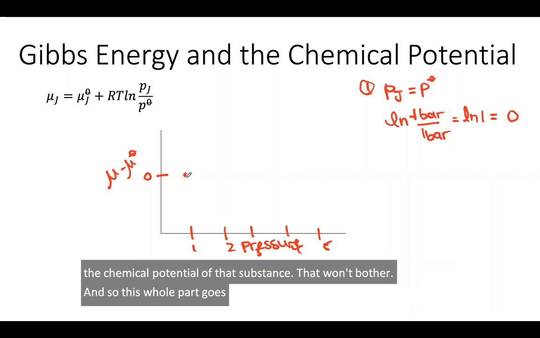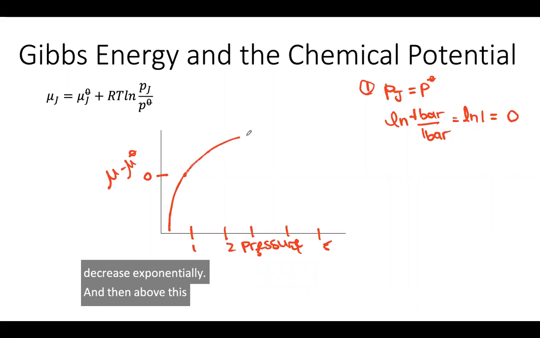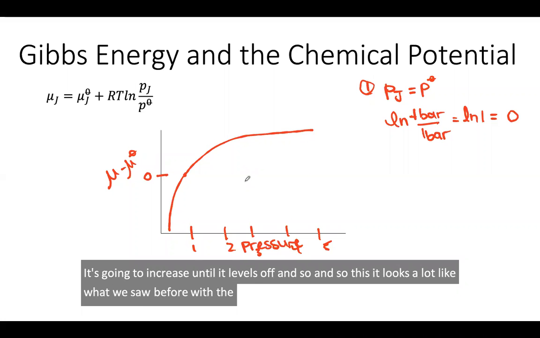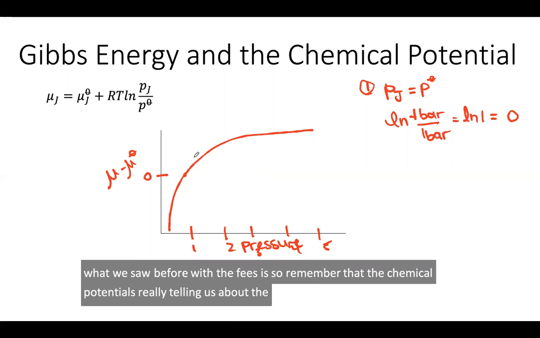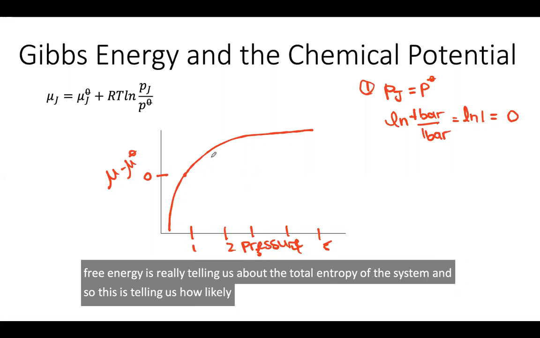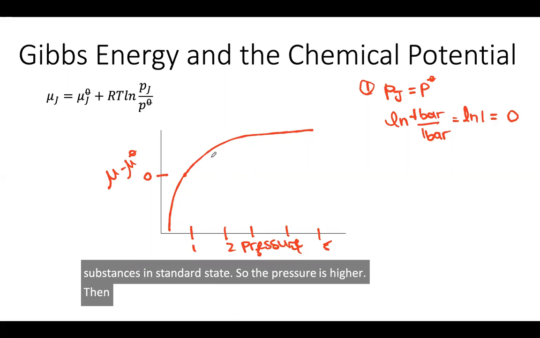And so then below 0, this is going to decrease exponentially. And then above this value, it's going to increase until it levels off. And so this really looks a lot like what we saw before with the phases. And so remember that the chemical potential is really telling us about the entropy, right? Because the Gibbs free energy is really telling us about the total entropy of the system. And so this is telling us how likely a reaction is going to occur when the substance is in standard state. So if the pressure is higher, then it gives the substance more of a tendency to react.